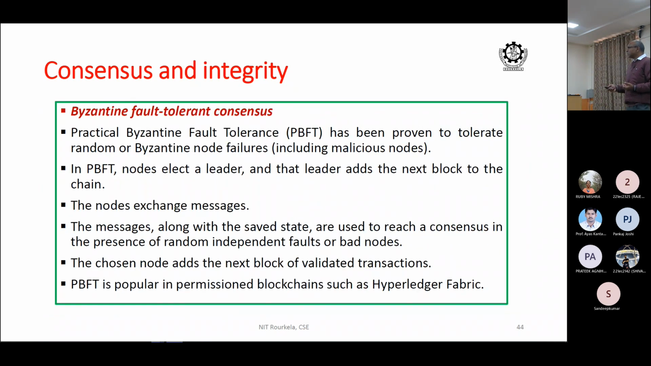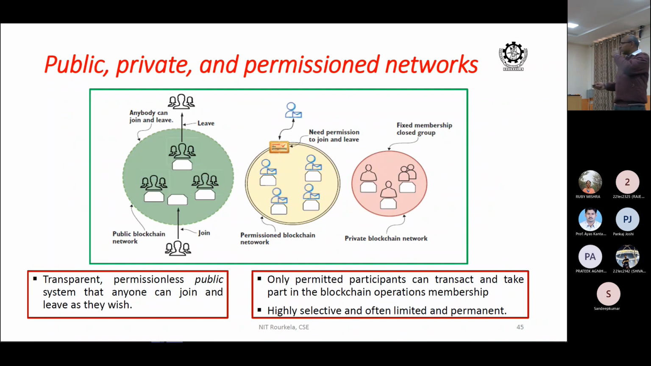So there is a Byzantine also there. And there are 3 types of blockchain: the permissioned, the permissionless, and the private blockchain. In case of permissionless, anyone can join and anyone can leave. That means you need not take permission to join the network or leave the network. You can join and you can leave.